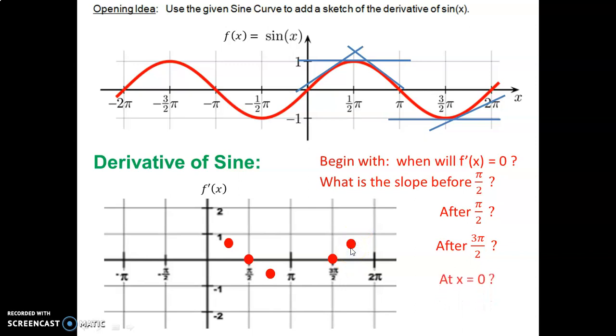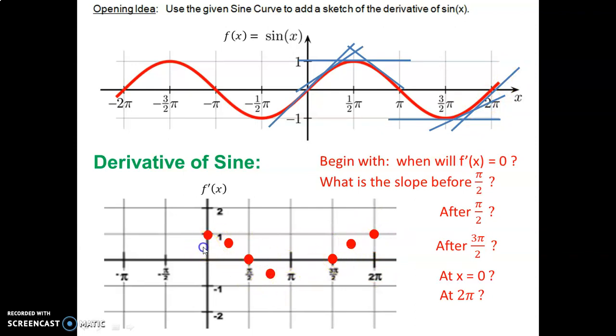Now, at x equals 0, what's the slope at x equals 0? So like right here, what do you think? Well, here's the amazing thing. At that point right there, the slope is exactly 1. That line has exactly slope of rise 1, run 1. So the slope will be 1. And guess what? At 2 pi, same thing. The slope at 2 pi is exactly a slope of 1.